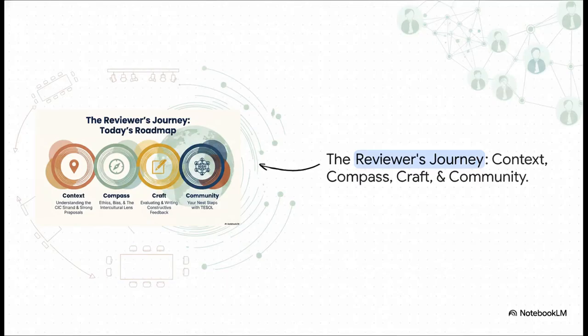To make your job as easy as possible today, we've built this explainer around a really clear four-part roadmap. We like to call it the reviewer's journey. We're going to cover context, compass, craft, and community. It's a smooth ride from start to finish, so let's get going.